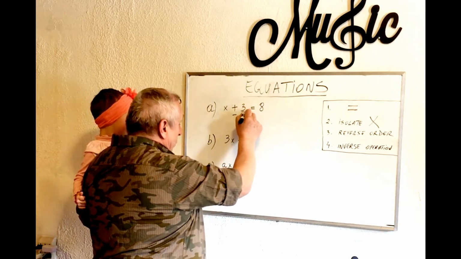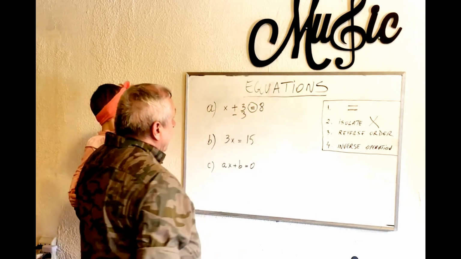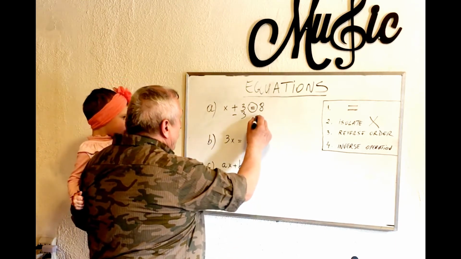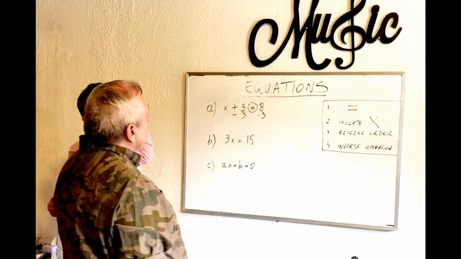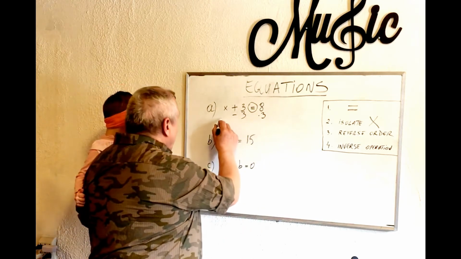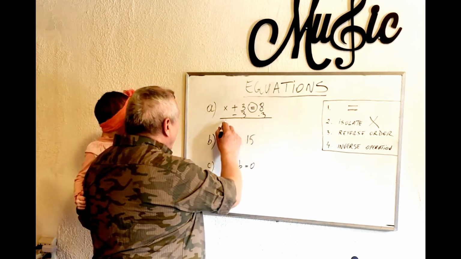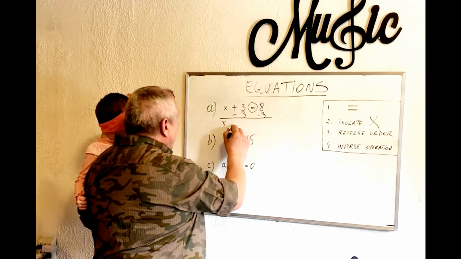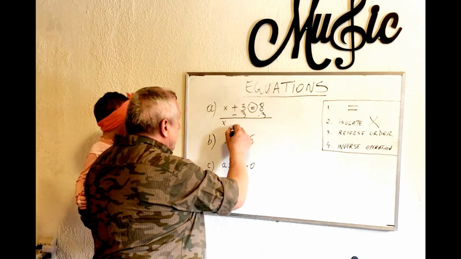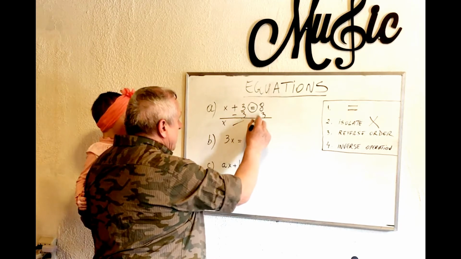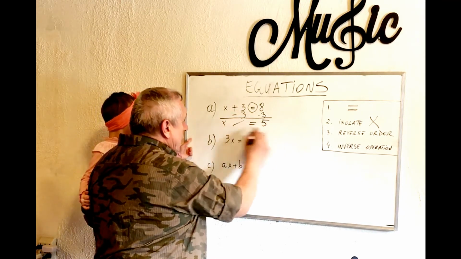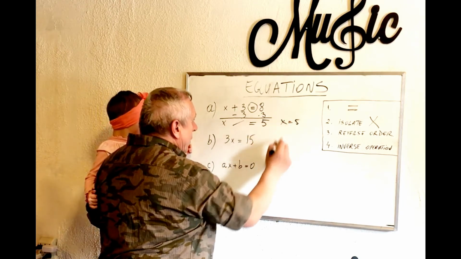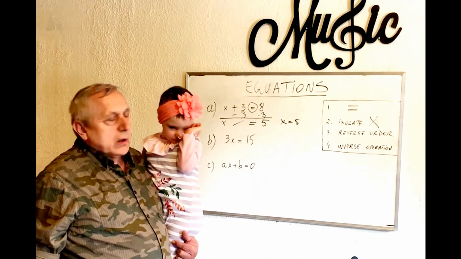Because of this important symbol, equality, we have to keep the equality and we have to subtract the same quantity on the other side. And this is going to happen like this. x, 3 minus 3 is nothing, equals 8 minus 3, which is 5. And this is the solution, x equals 5. We solved the first equation.